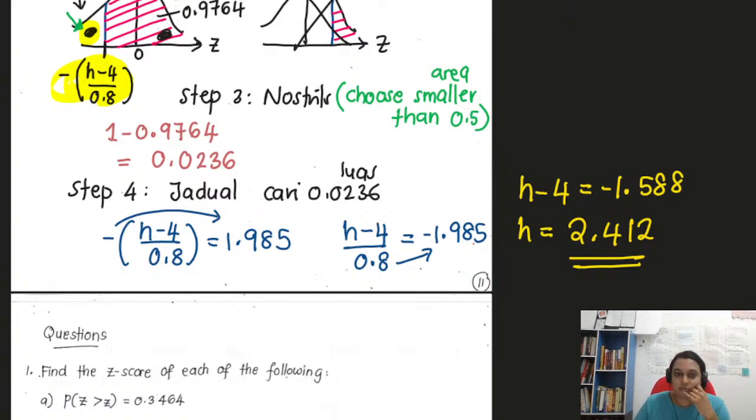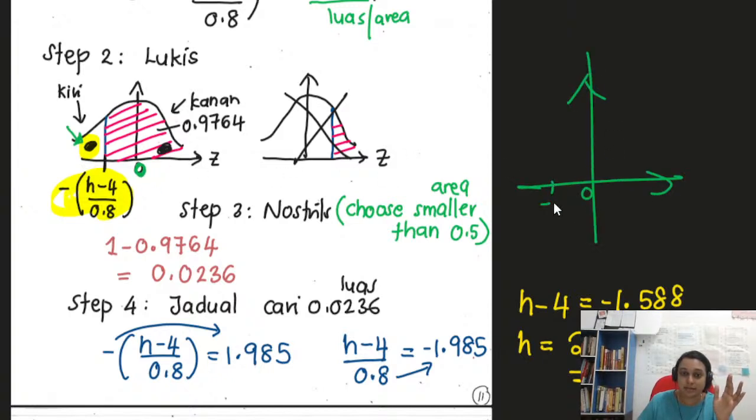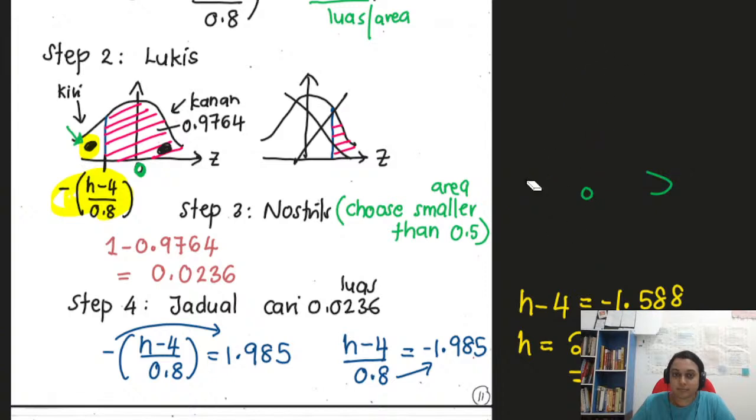Teacher, why is there a negative? Oh, the negative is on the left side of the graph. The negative, here is 0, right? You can see here 0. So anything on the left of the graph here will all be -1, -2, like that. So that's why it's negative.